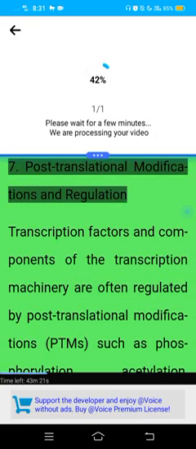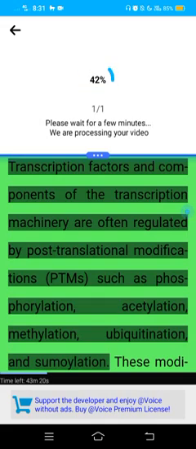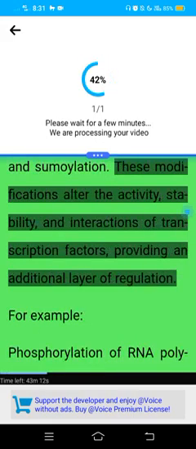7. Post-translational modifications and regulation. Transcription factors and components of the transcription machinery are often regulated by post-translational modifications, PTMs, such as phosphorylation, acetylation, methylation, ubiquitination, and sumoylation. These modifications alter the activity, stability, and interactions of transcription factors, providing an additional layer of regulation.